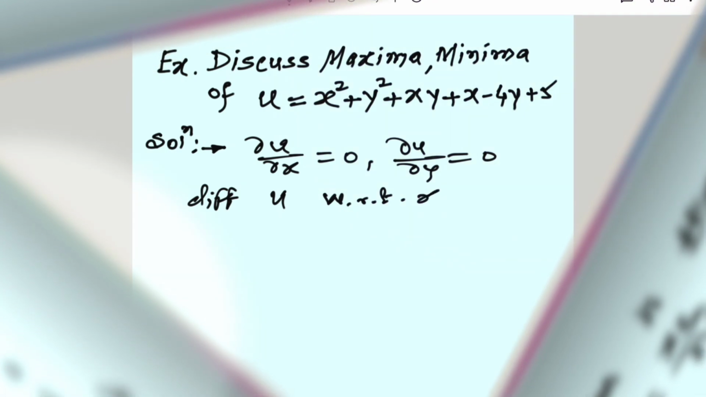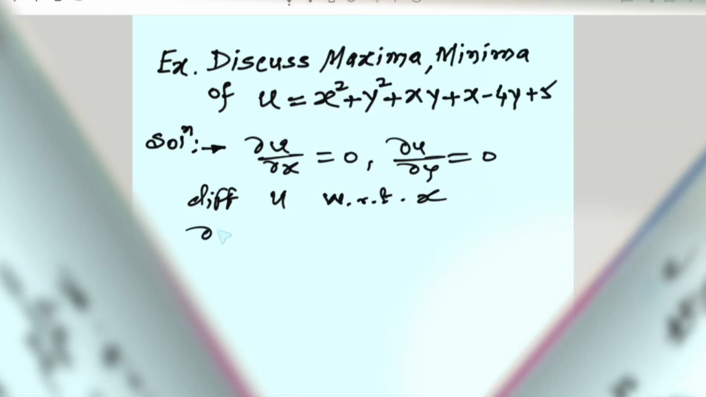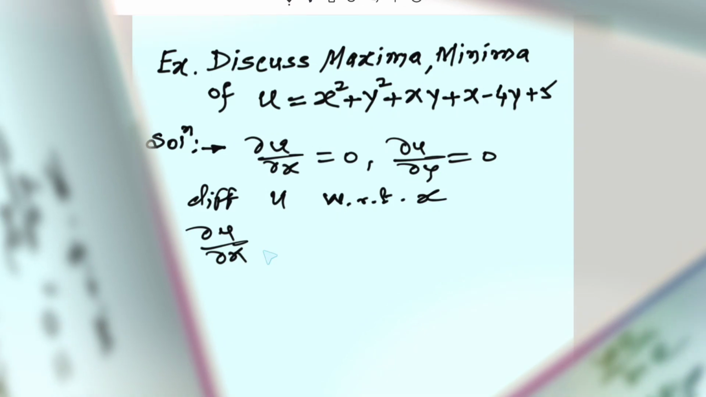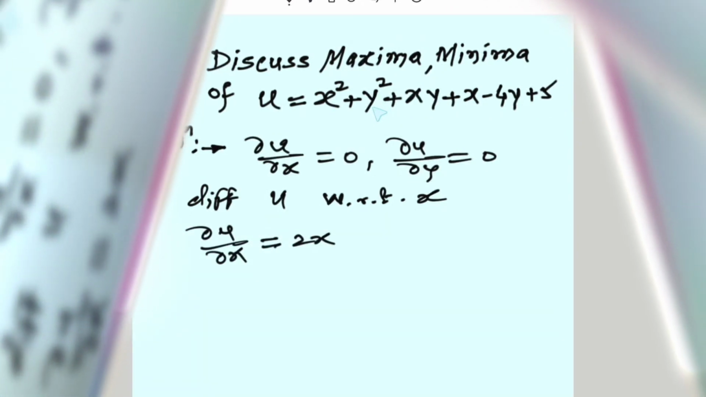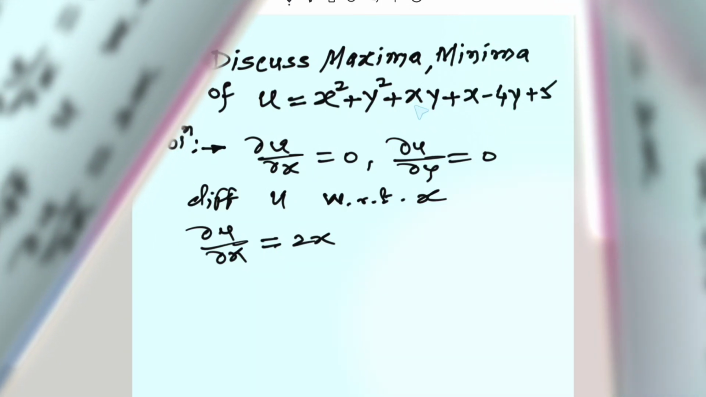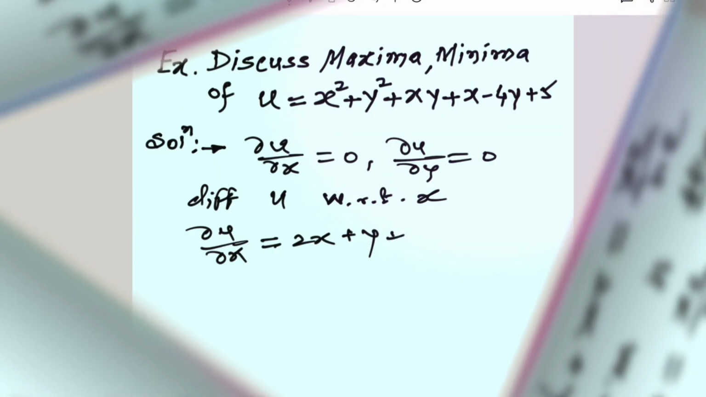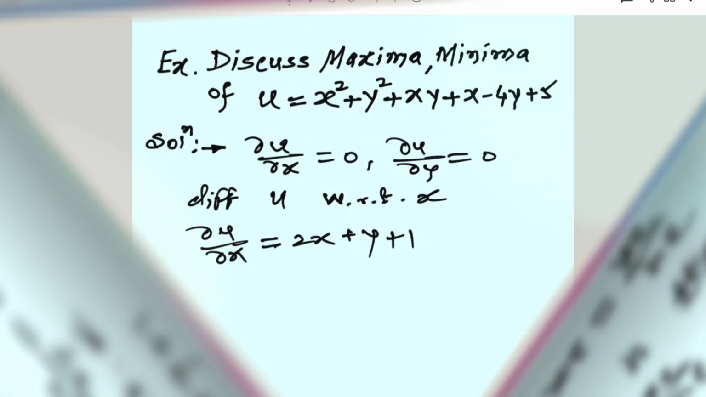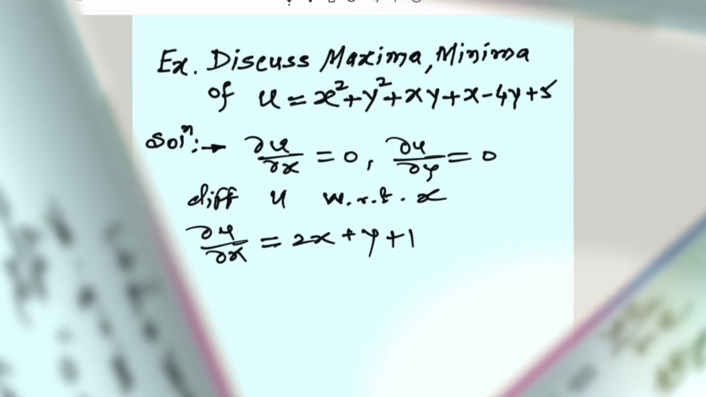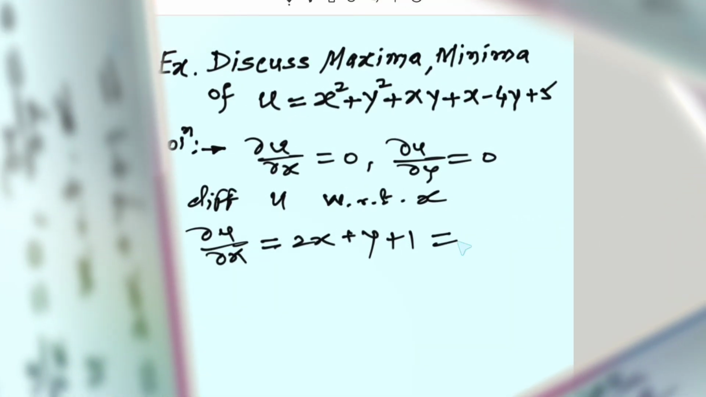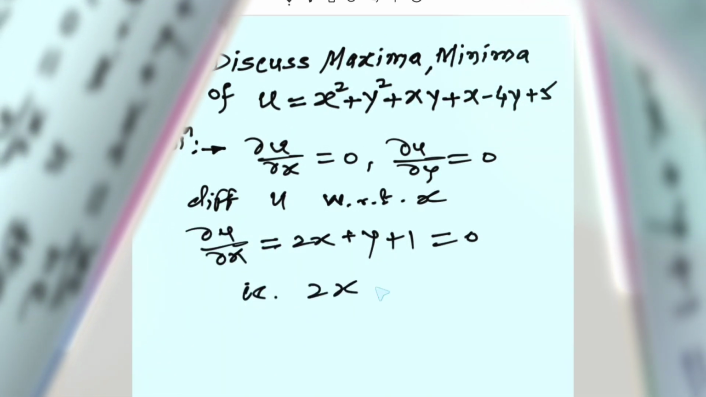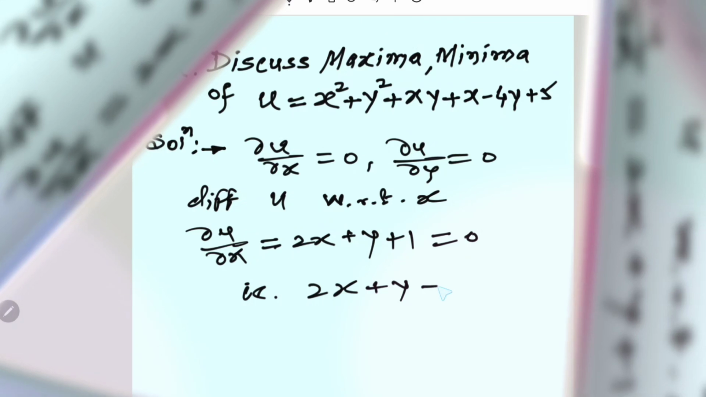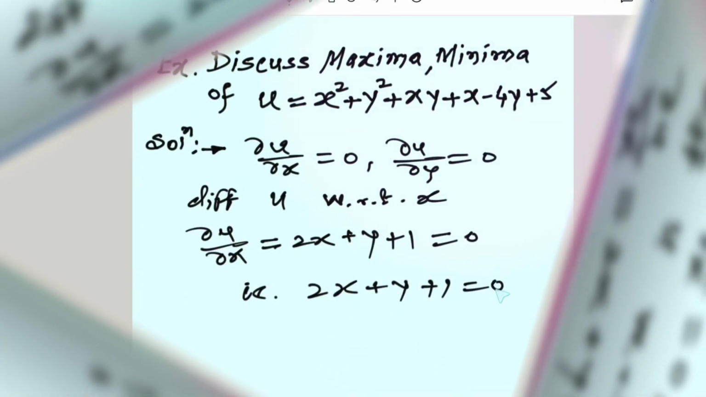with respect to x, we get ∂u/∂x, keeping y constant. Derivative of x² is 2x. Differentiation of y² is 0. Differentiation of xy with respect to x is y. Differentiation of x is 1. Differentiation of 4y is 0 and derivative of 5 is 0. And then equating it to 0, we get 2x + y + 1 = 0.